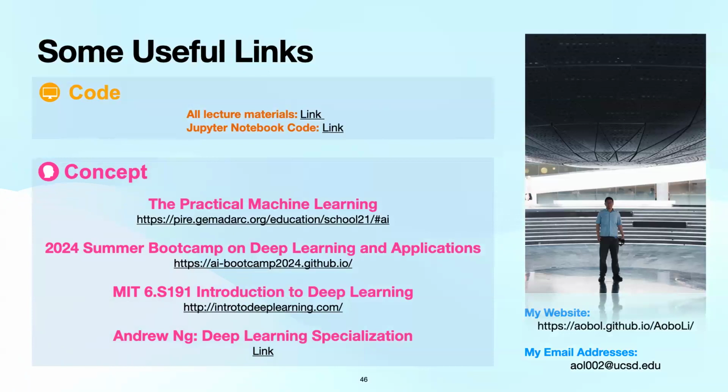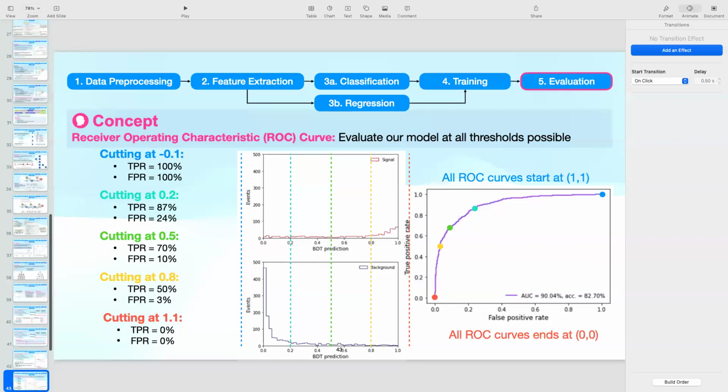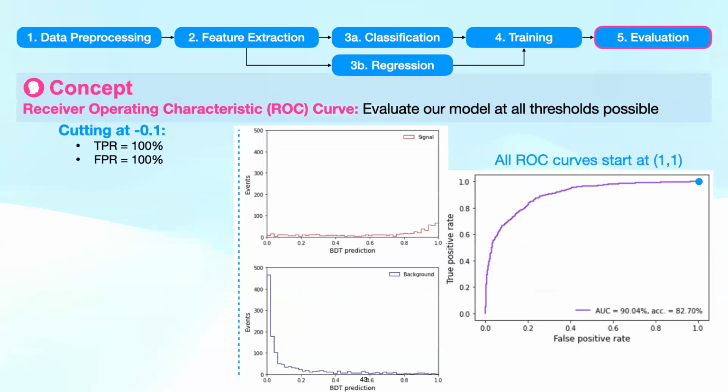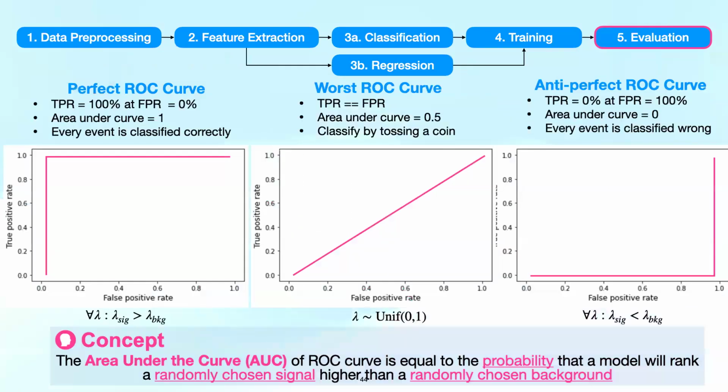I think we had another question. Is the point the area under the curve? You want to maximize the area? Yes. If you remember this plot, the area under the curve of 1 is the best you can get, right? And the area under the curve of 0.5 is the worst you can get. So basically you want to get a value as large as possible when you're training a model. When you are evaluating the model, you don't train on this, but you evaluate on this.